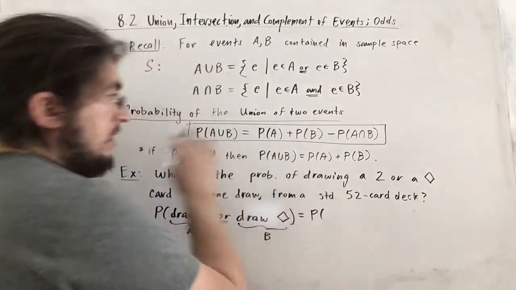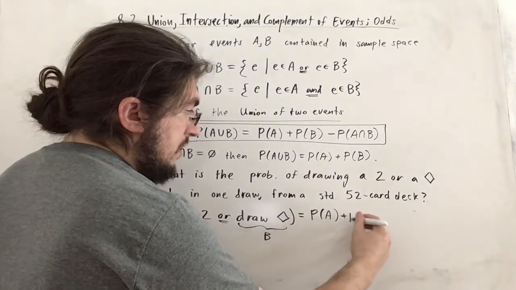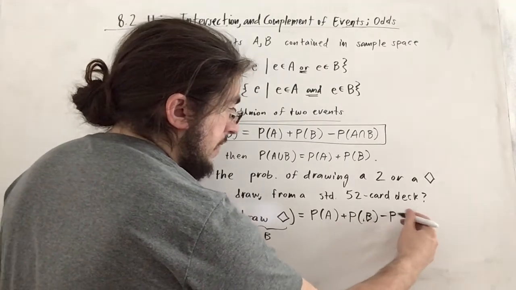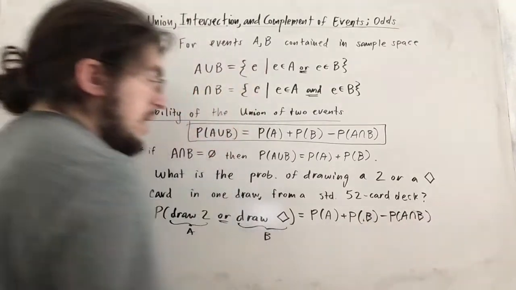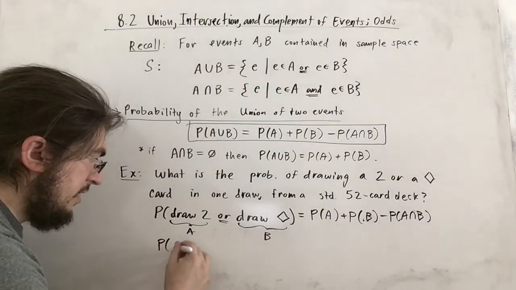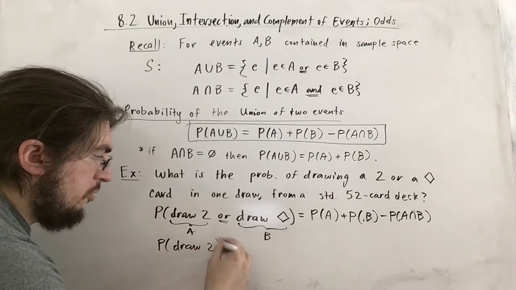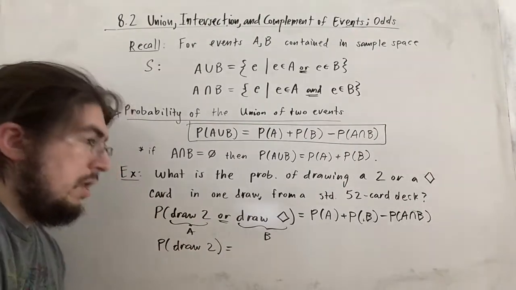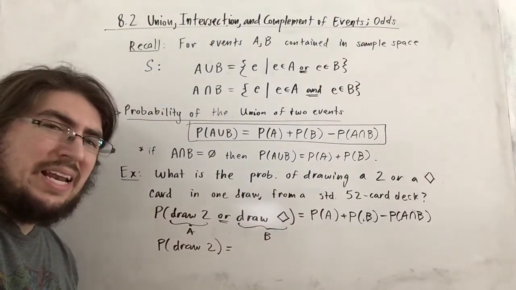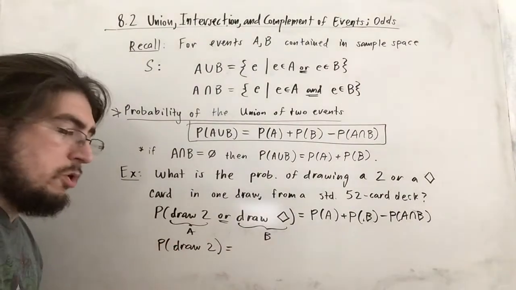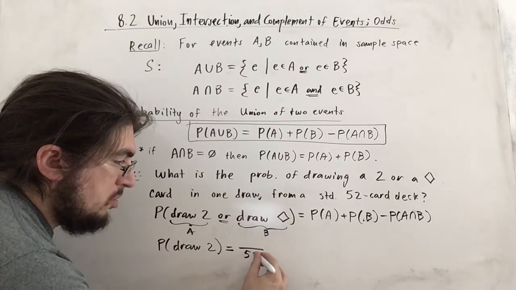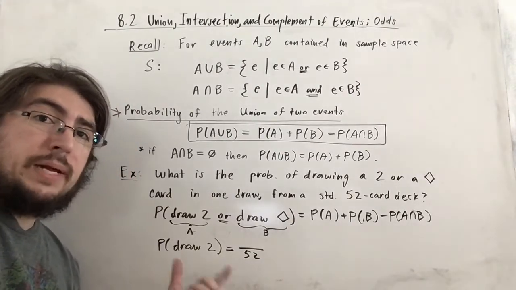According to this formula, this is the probability of A plus the probability of B minus the probability of the intersection of A and B. Now, what's the probability of drawing a 2 from one draw? How many 2s are there in a 52 card deck, and how many cards are there total? If it's one draw, we're drawing from a total of 52 cards, so the number of things in the sample space is 52.